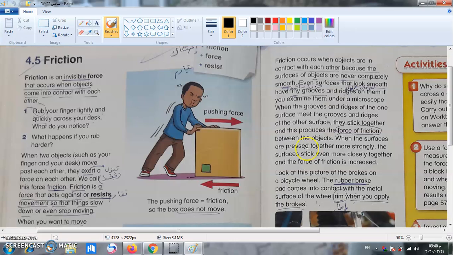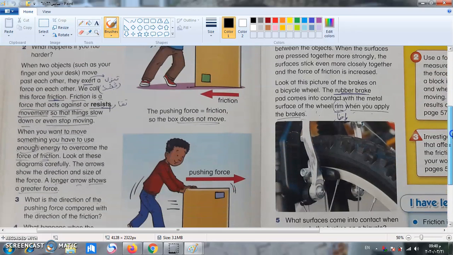When the surfaces are pressed together more strongly, they stick even more closely together, and the force of friction is increased. Look at the picture of the brakes of these bicycles, okay? The rubber brake pad comes into contact with the metal surface of the wheel rim when you apply the brake. When we press the rubber brake over the wheel rim, the bicycle can't move. But when we release the brake, the bicycle can move and the wheel can move easily.